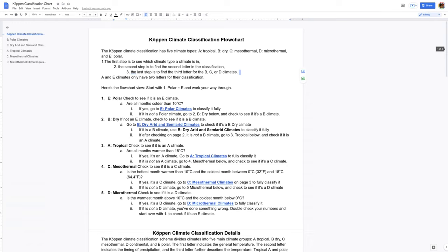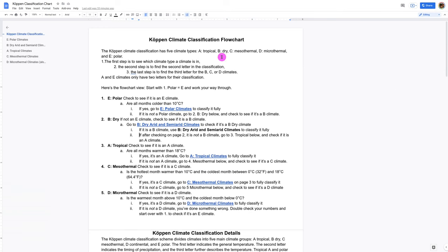Okay, cool. This is the Köppen climate classification flowchart. I would suggest going to take a look at this, open it up, print it out, whatever. Print it out maybe. Except then also check back because it's a Google Doc. So as the semester goes along, if people say, hey, I've got a question and I realize that there's something I can do to improve this, I'm going to change it and make it better. So let's take a look and see how we use this.